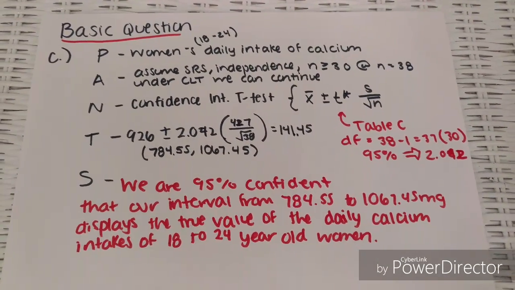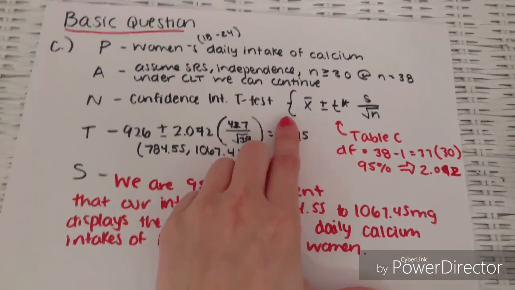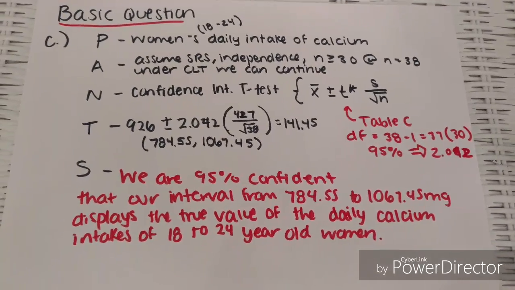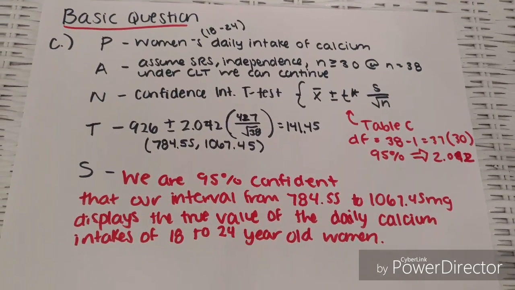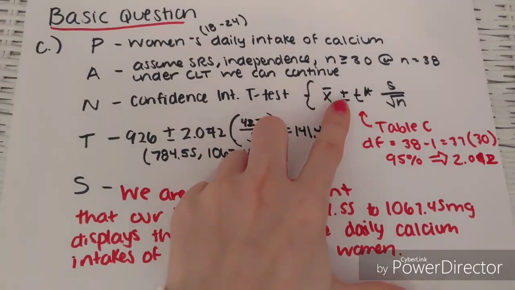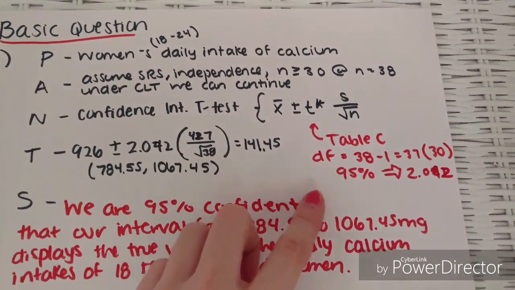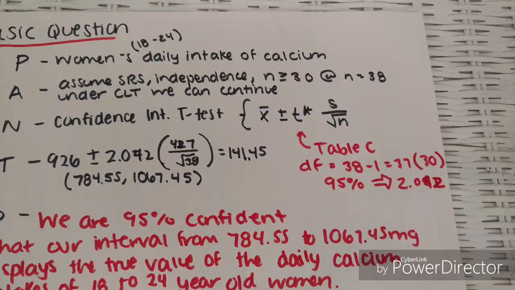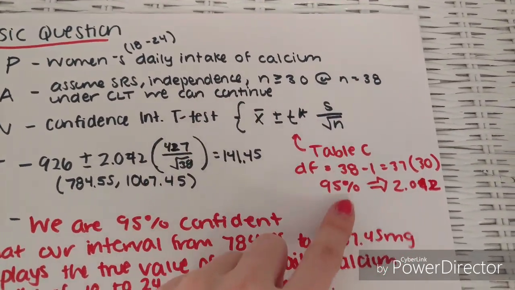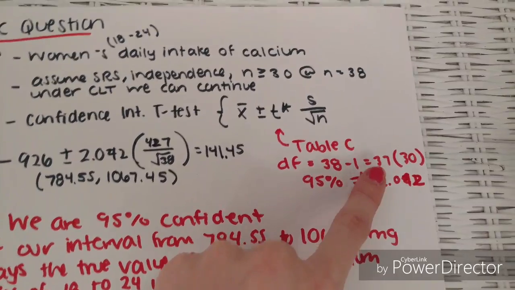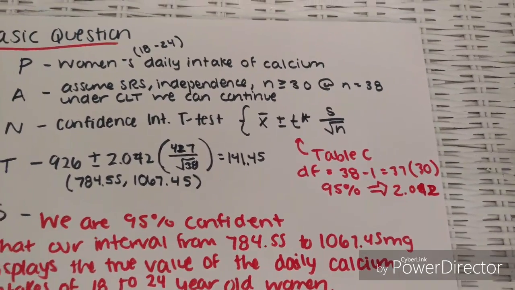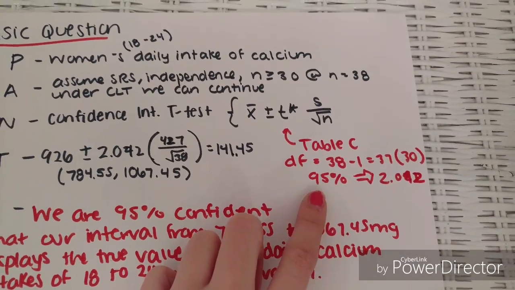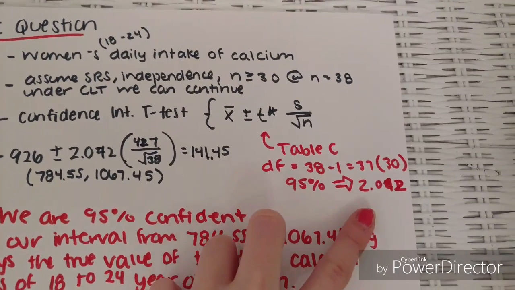The name of our test is a confidence interval t-test, where we have the mean plus or minus t star times our standard deviation divided by the square root of n. First, we don't know our value for t star, so we would go to Table C in our textbook, and we need to know our degrees of freedom, which is 38 minus 1, giving us 37, which we would round down to 30 in our textbook since 37 isn't a given value. Then that goes with our 95% confidence level, and we get 2.042.